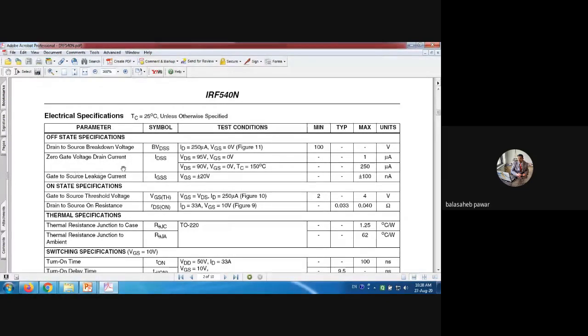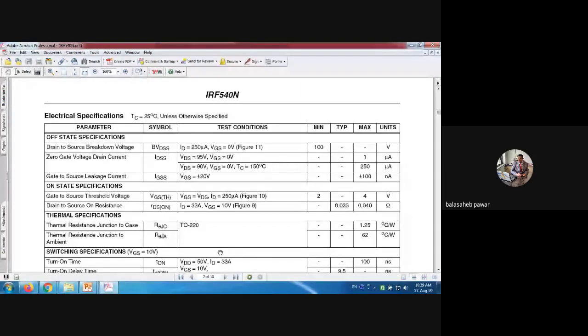Generally, we are not considering this one, zero gate voltage drain current, right? It is 1 microampere. Generally, it is a leakage current amount. See here, gate to source leakage current. It is mentioned as plus minus 100 nanoampere. The important things are at this stage only; that does not mean the remaining parameters are not important. It is not like that.